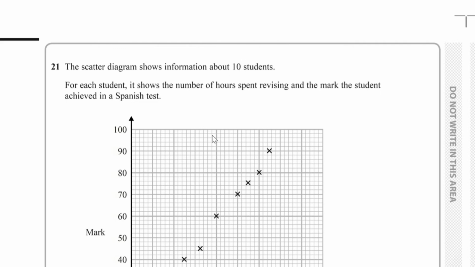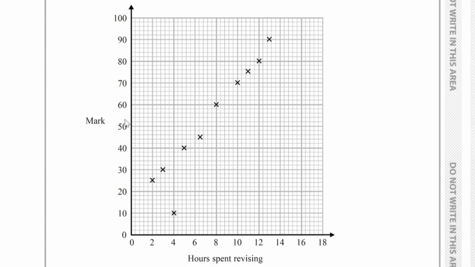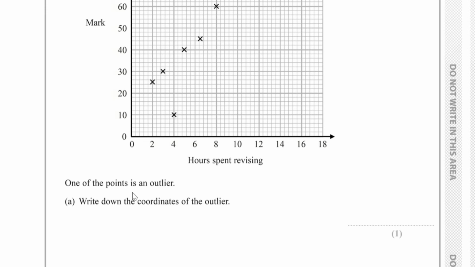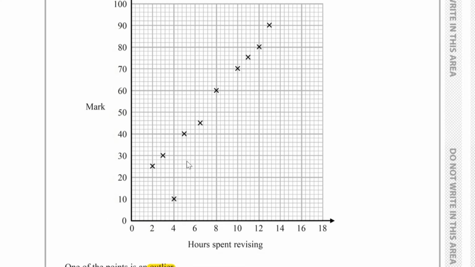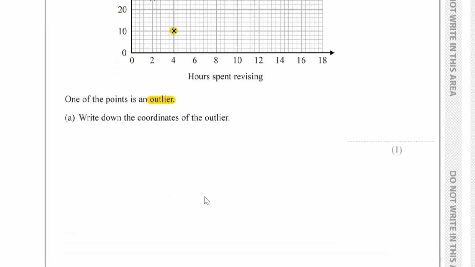Question number 21. The scatter diagram shows information about 10 students. For each student, it shows the number of hours spent revising and the mark the student achieved in the Spanish test. One of the points is an outlier. We have to write down the coordinates of the outlier. Well, an outlier is one of those points which looks like it doesn't follow the general pattern of the other points. Now, all these points look like they follow a straight line, apart from this point. So that point is the outlier. It has coordinates for 10.